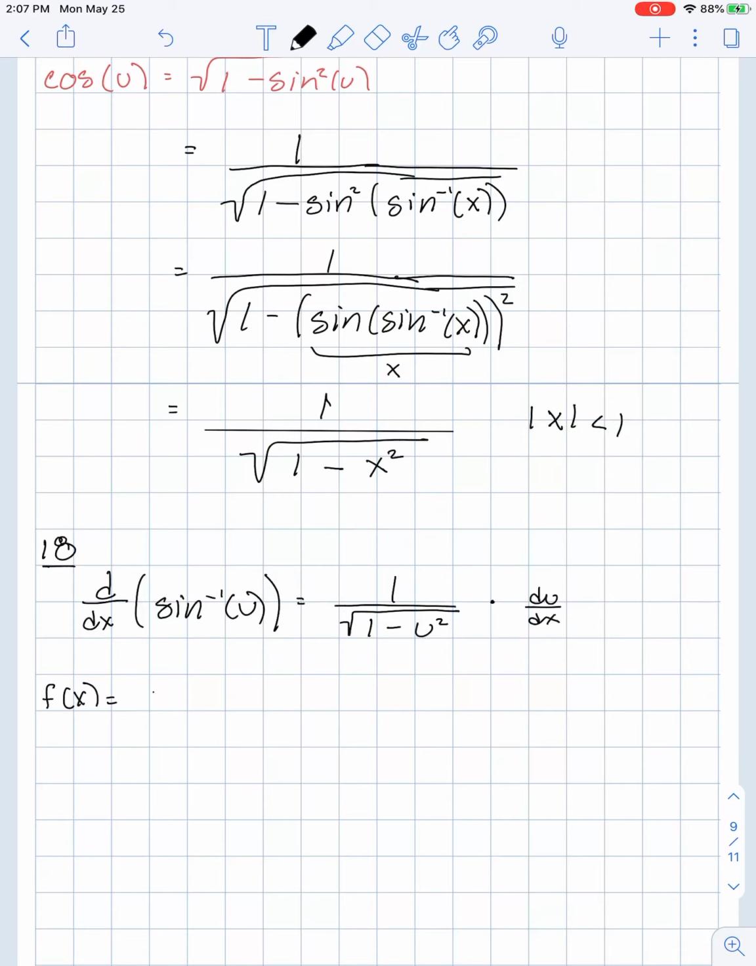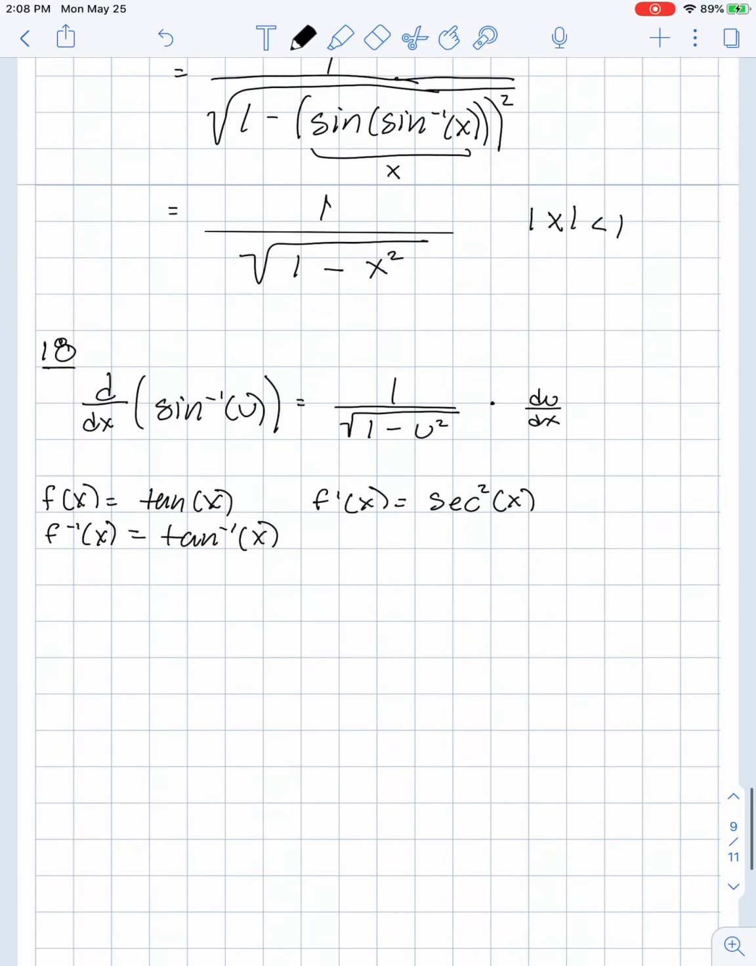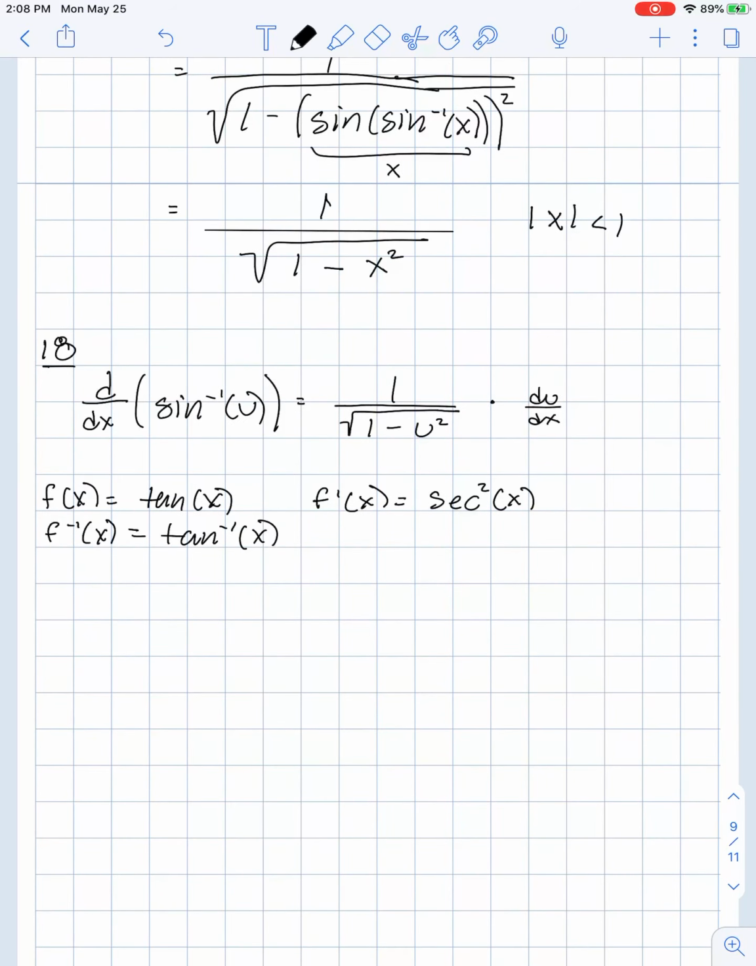So we're gonna let f of x equal, oh, not secant. That one's a tricky one. Let's do tangent. Tangent of x, we know that one's derivative is secant squared x, and the inverse is tan inverse, or arctan.